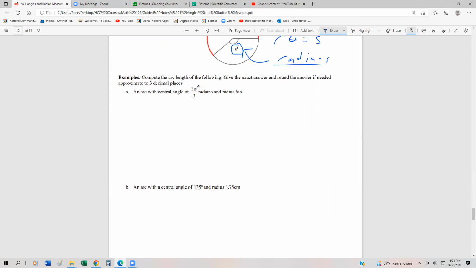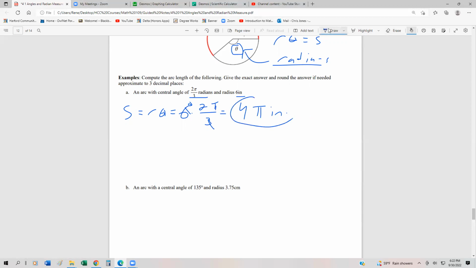So we have 2 pi thirds radians. All right, so it's already in radians. And then we have a radius of 6 inches. So the arc length s is going to be equal to r theta, which in this case is going to be 6 times 2 pi over 3. And we know that 6 divided by 3 is 2. And so this would be equal to 4 pi inches, since we don't want to put the radians in there. All right, so that'll be our unit.